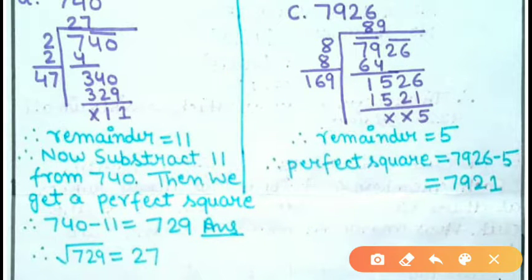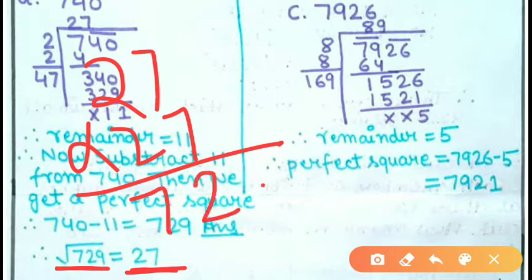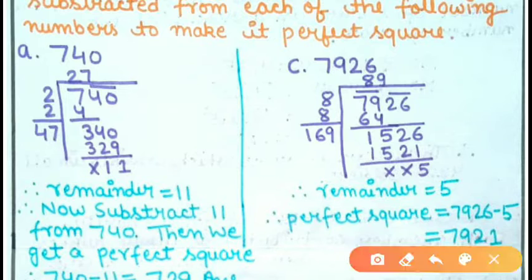Means 729 is the number which is a perfect square. This is your answer, 729, but if you want to check your answer, when you factorize 729 you will get 27 as the square root of 729. Means when you multiply 27 into 27 you will get 729. That means 729 is a perfect square. And what is the least number you have subtracted? The least number you have subtracted is 11. In the same way, next question, 7926.